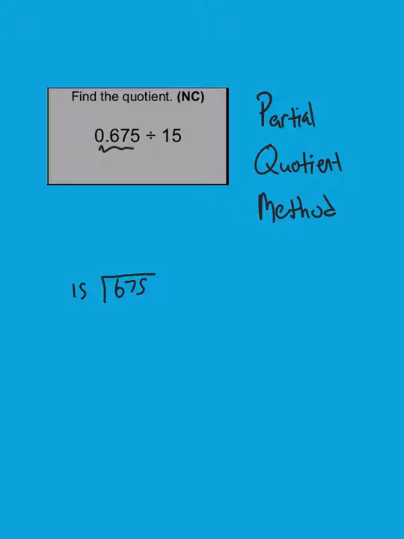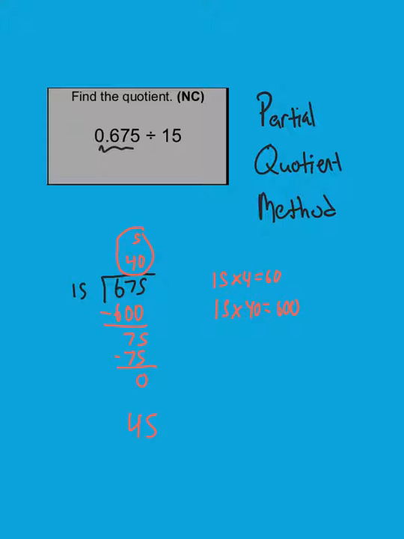Okay, so first off, I'm going to figure out what 15 goes into. So here's what I know. I know 15 times 4 is 60. So 15 times 40 is 600. So I'm going to start with 40. So 15 times 40 is 600. And I'm going to subtract, and I'm left with 75. So at this point, I know 15 times 5 is 75. Subtract, 0, and I get my answer if I add those up of 45.